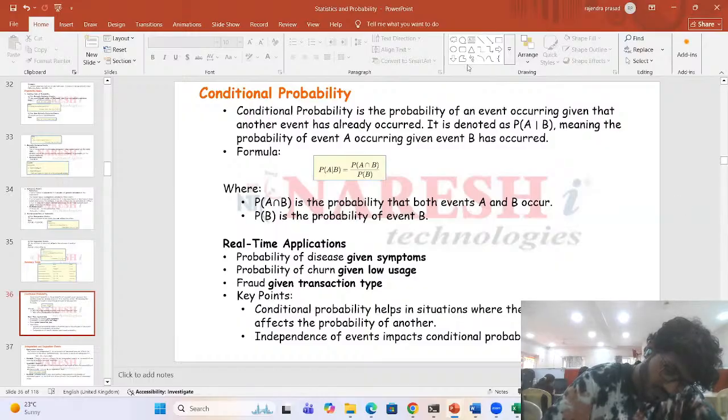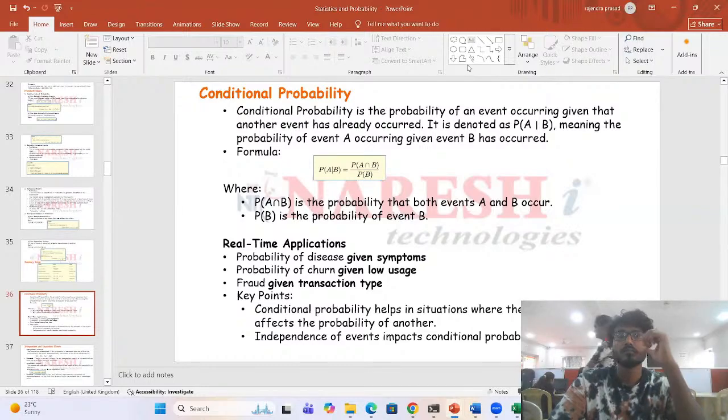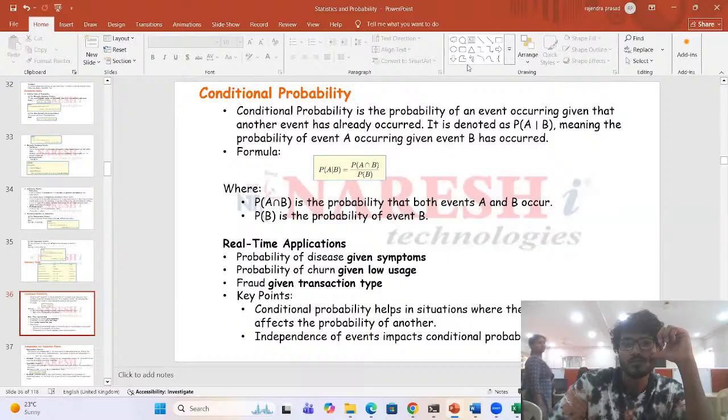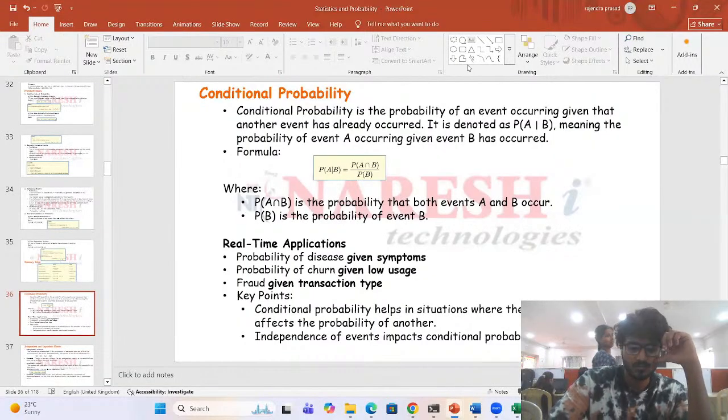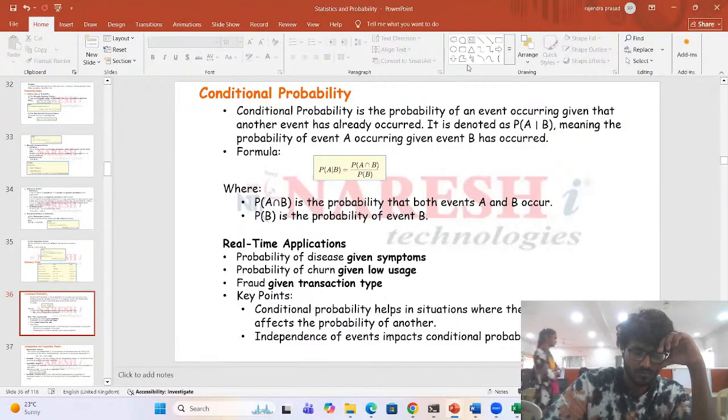Okay, so that's conditional probability. In the name itself, depending upon one condition, you are going to find the probability. That is nothing but conditional probability. Conditional probability is the probability of an event occurring given that another event has already occurred. You get my point? I wanted to calculate the probability of one event happening, given that another event has already occurred.